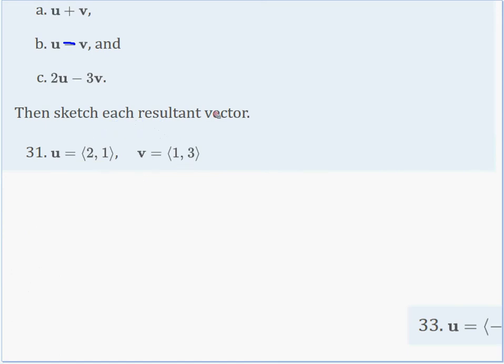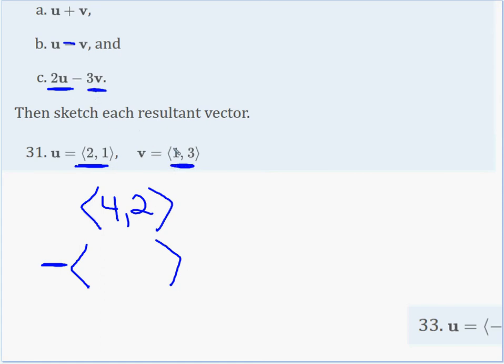Now for part C, we want 2u. So I'm going to take this one and double it. I'm going to double the 2 and 1: a 4 and a 2. Minus, I'm going to do 3 times this. If I distribute a 3, that'll become a 3 comma 9. And now subtract. 4 minus 3 is 1. 2 minus 9, negative 7.